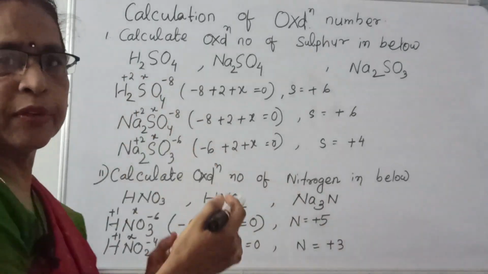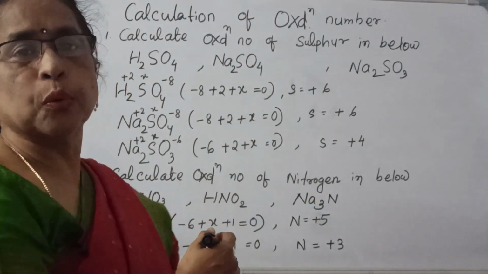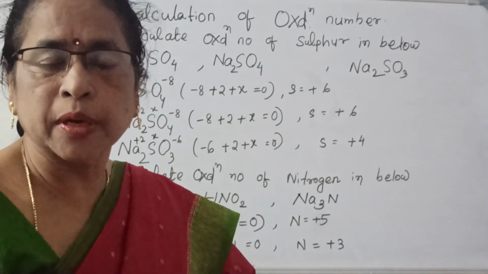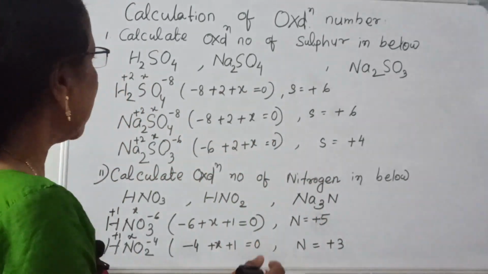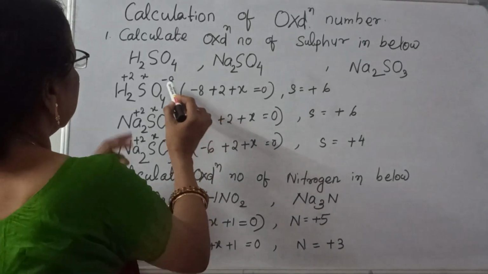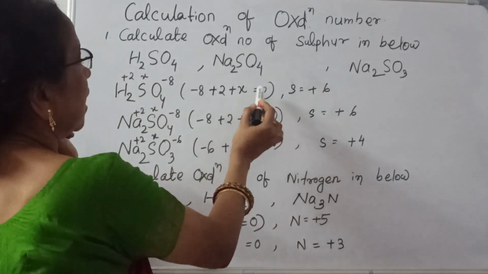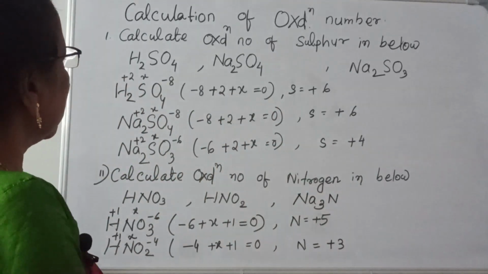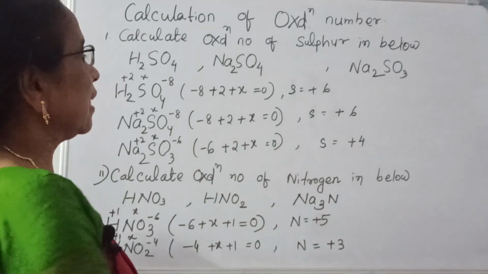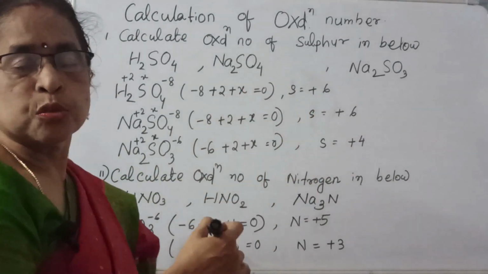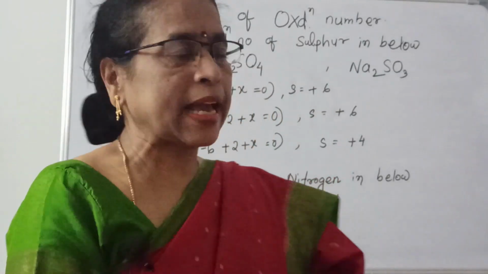So if you take sulfur as X oxidation number, and we know the sum of the oxidation number of all the atoms in a compound is equal to 0. According to that rule, minus 8, this is plus 2, and this is plus X, and that is equal to 0. Then what is the value of X? X equal to plus 6. What is X? That is sulfur. So the oxidation number of sulfur in sulfuric acid is plus 6.